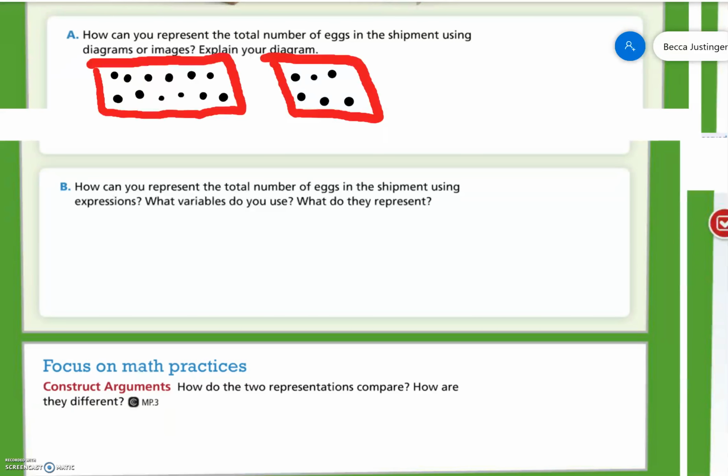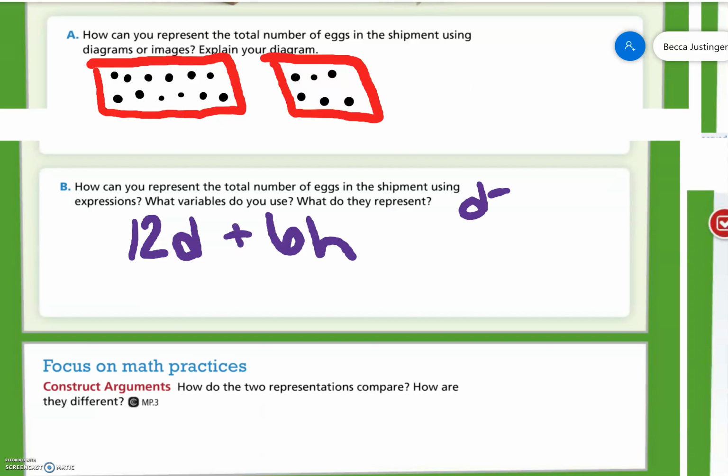So how can you represent the total number of eggs in the shipment using expressions? What variables do you use? What do they represent? Well, we know in the dozen eggs, there's 12 eggs. And if we multiply that by D, saying, okay, how many cartons of dozen eggs do we have? Plus, we get 6 eggs in the half dozen eggs.